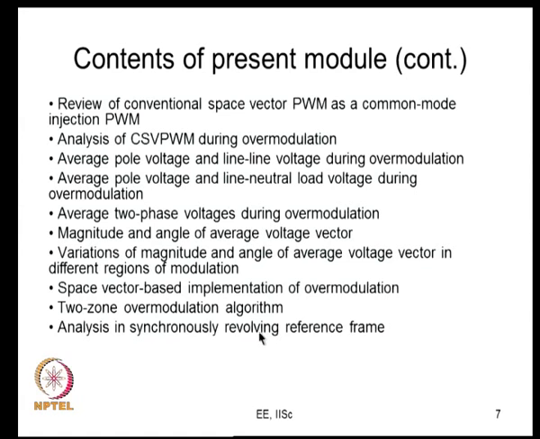Alright. So, in the next lecture, we will probably take it up from that. We will review conventional space vector PWM as a common mode injection PWM, and we will do a similar analysis to what we are going to do today for sine triangle PWM. We will do the same thing for conventional space vector PWM, and we will look at the average pole voltage, average line to line voltage, average line to neutral voltage, and we will transform them into the two phases, and then we will see that we come very close to certain space vector based methods of doing them.